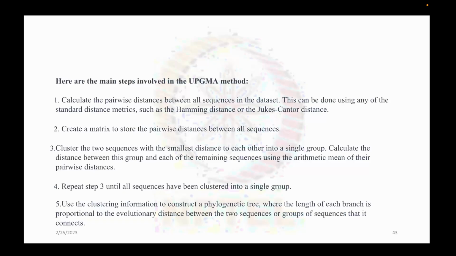So here are the main steps involved in the UPGMA method. First, calculate the pairwise distances between all sequences in the dataset. This can be done using any of the standard distance metrics, that is Hamming distance or Jukes-Cantor distance. Then create a matrix to store the pairwise distances between all sequences. Then cluster the two sequences with the smallest distance to each other into a single group, and calculate the distance between this group and each of the remaining sequences using the arithmetic mean of their pairwise distances. Repeat step 3 until all sequences have been clustered into a single group.